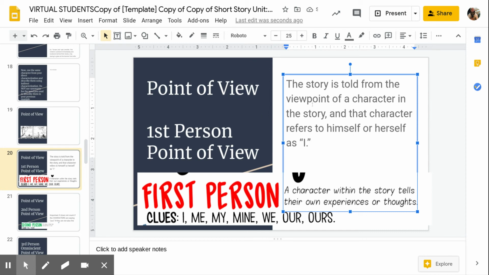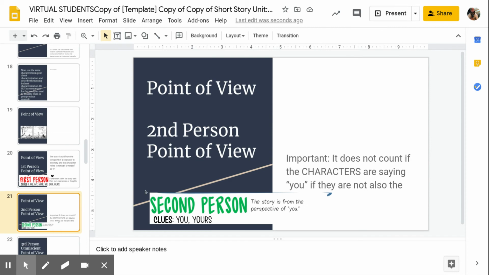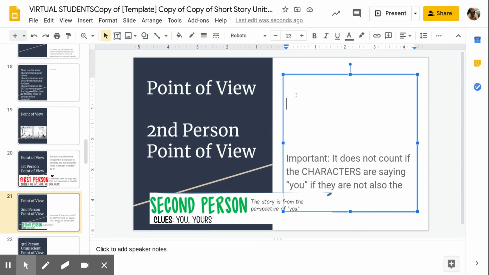So, like I said, the biggest thing is to notice whether the narrator is inside the story or not inside the story. And then we go back and use pronouns. So, first person is going to be I, or me, or my, or mine, or we, or our, or ours. Second person is you or yours, and that's generally about all the second person pronouns you're going to be seeing.